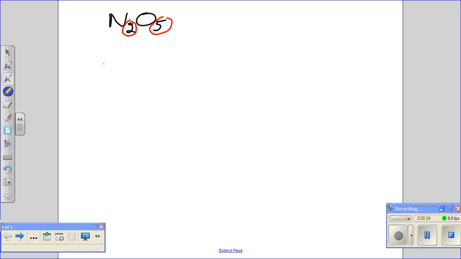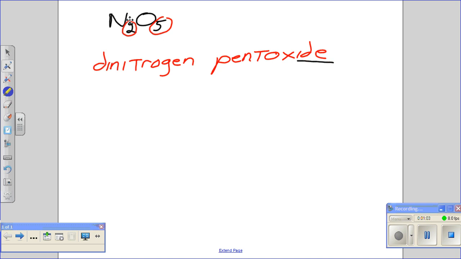It's going to be di, and then I'll write the name of the chemical, the N, nitrogen, and then the 5 would be pent or penta, and then oxide. A couple things to notice. First off, the ending of the name, IDE. Always end these compounds with an IDE.